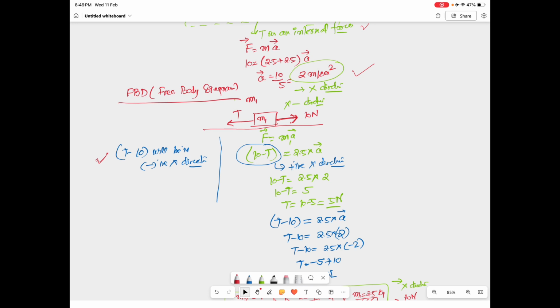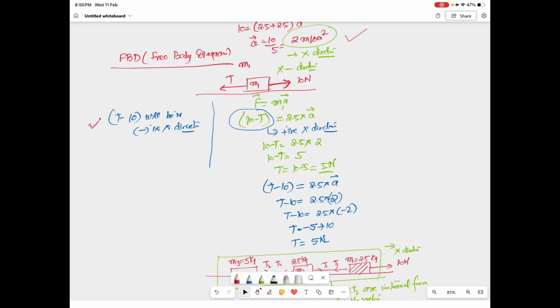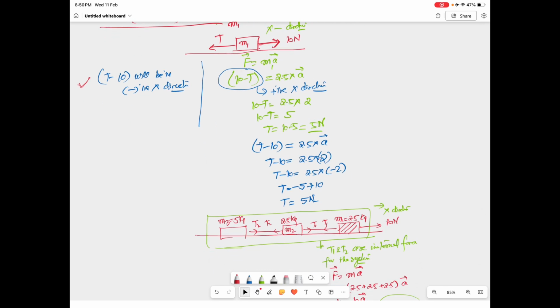Now if I consider the net force to be in the negative x direction, then t minus 10 will be 2.5 into a. But here a will be minus 2, because the acceleration we found in the positive x direction is 2 meter per second square. Now if I take the negative x direction, then I have to use minus 2. So a is equal to minus 2, which makes t minus 10 equal to 2.5 into minus 2, that is minus 5. So T is 5 Newton. So 5 Newton is the force, again acting in the minus x direction.